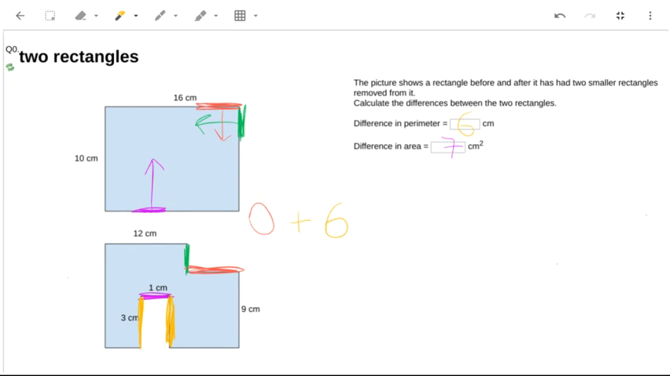So the difference in perimeter is actually quite simple in the end, because you ignore the corner, but you factor in just those two parallel sides that are yellow.